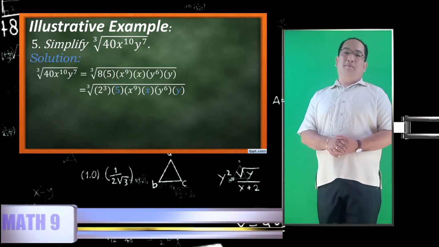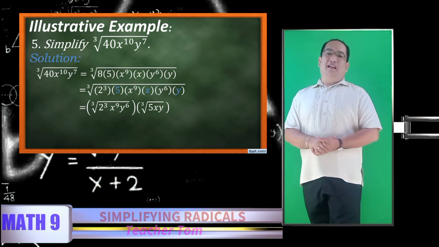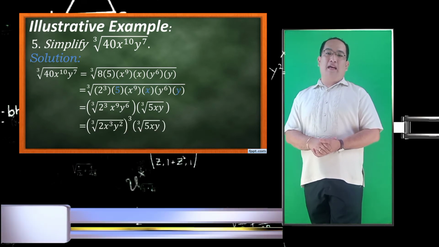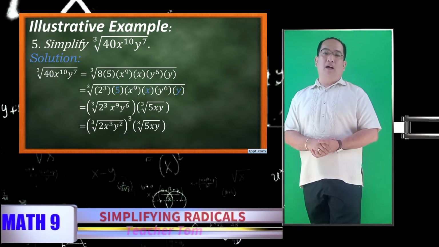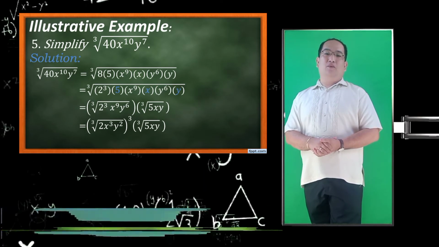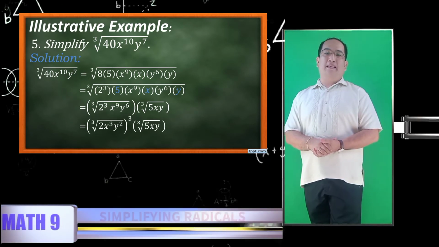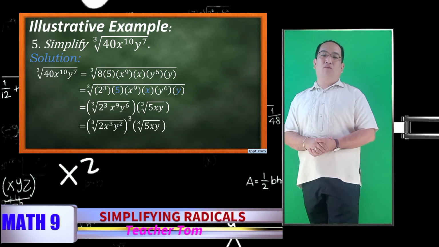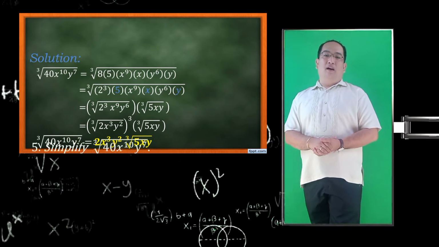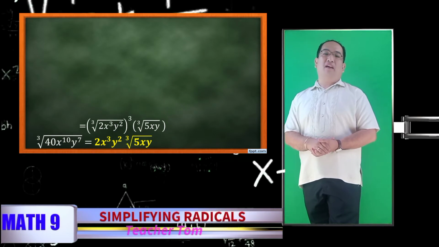Separate the perfect nth powers and non-perfect powers. So the new expression will be the quantity cube root of 2 cubed x to the 9th power y to the 6th power multiplied by cube root of 5xy. So the new expression will be the quantity cube root of 2x cubed y squared raised to 3 multiplied by cube root of 5xy. Therefore, the simplest form is 2x cubed y squared cube root of 5xy.